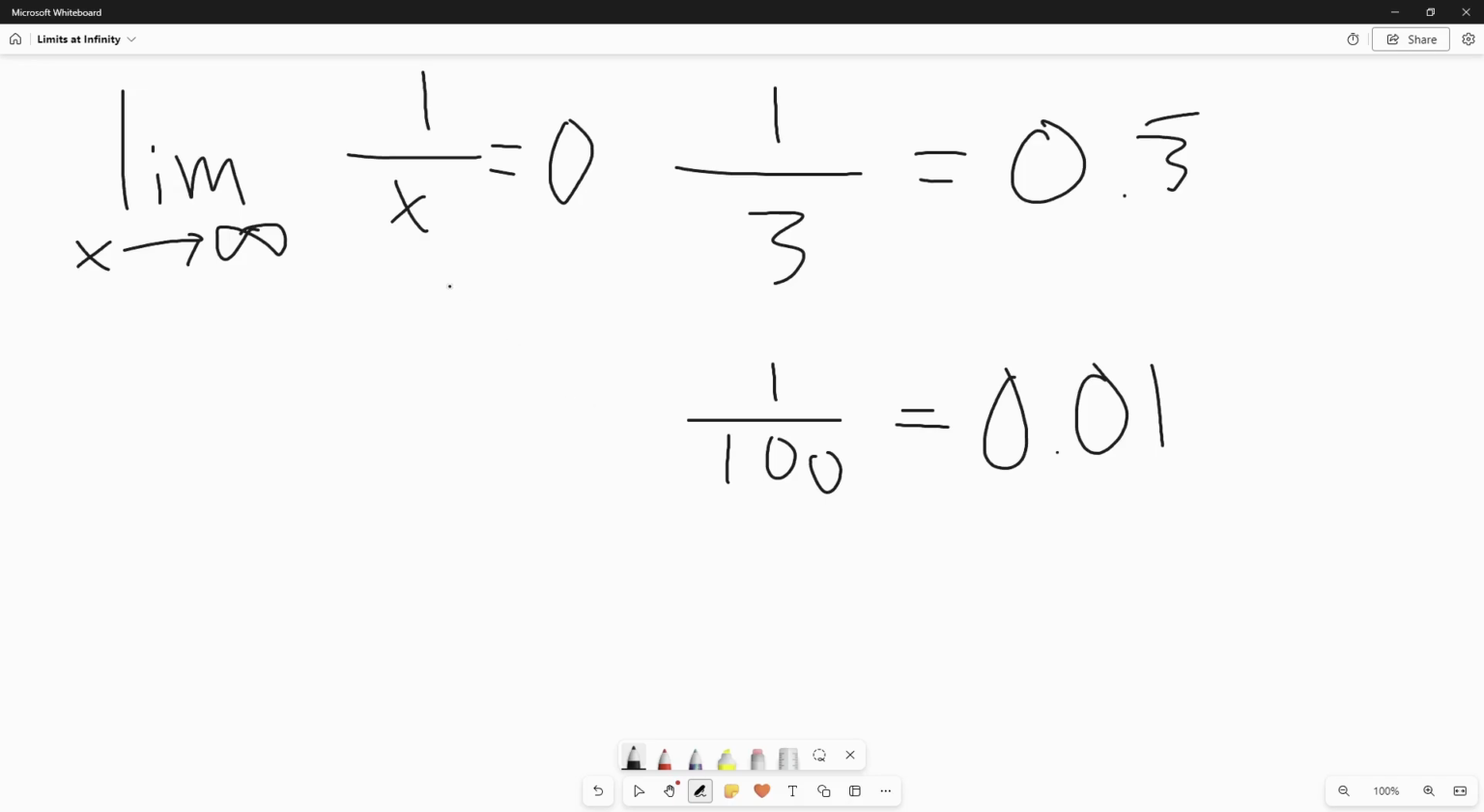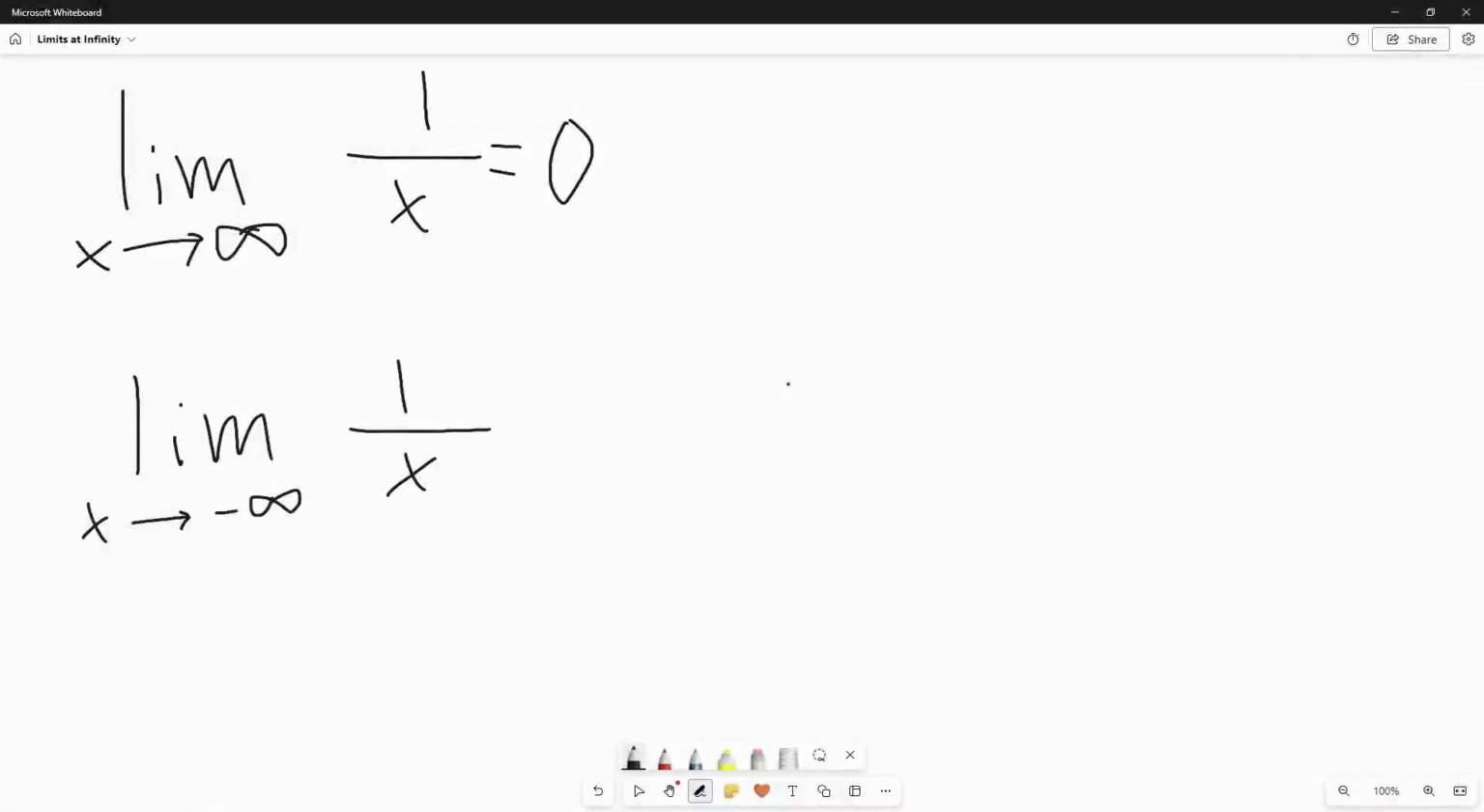And 1 over x will never actually equal 0 exactly, just like how x can never actually be infinity. Both of these values are just approximations of what they approach. X can never reach infinity, but it can approach it, and 1 over x cannot equal 0, but it can approach it. And we can also have a limit as x approaches negative infinity, and it's pretty similar.